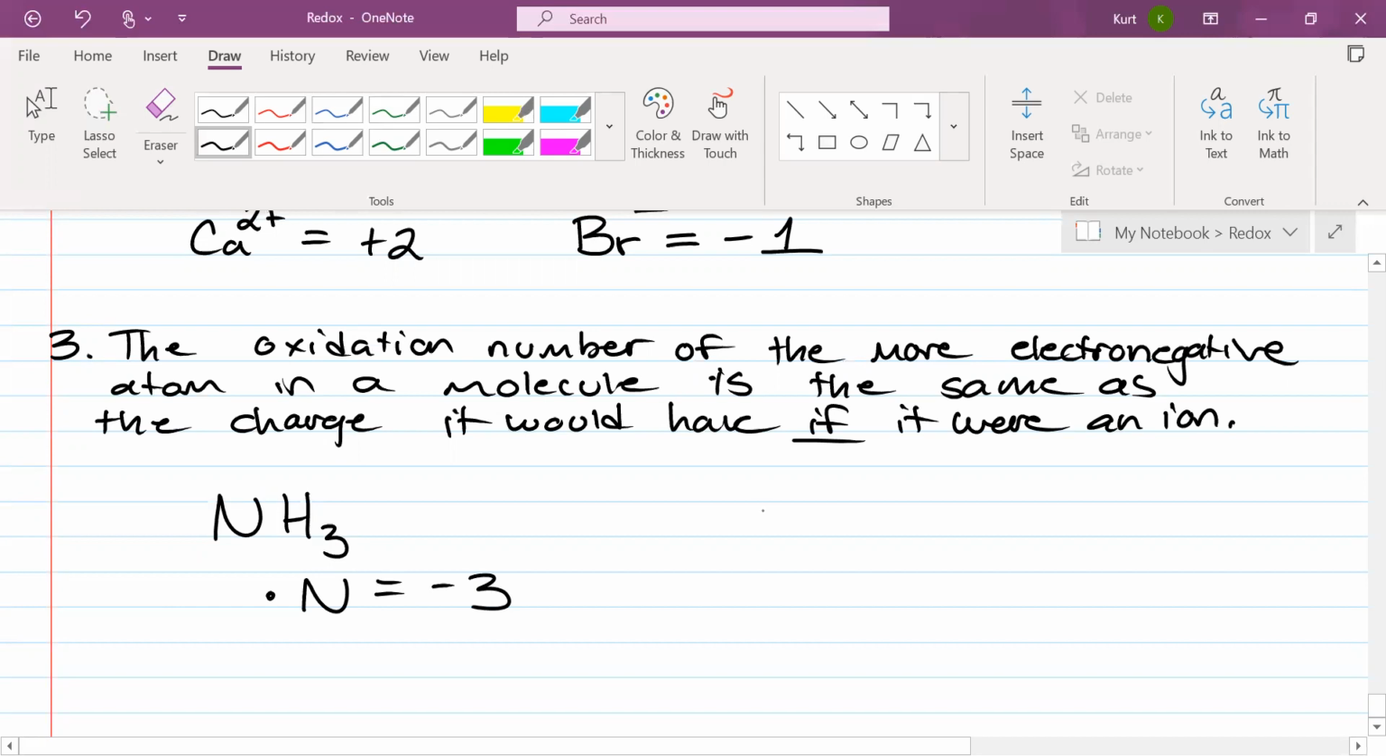If I have nitrogen monoxide, what element is more electronegative, nitrogen or oxygen? Oxygen is more electronegative, and because it is more electronegative, what will its oxidation number be? -2, because that is what its charge would be on the periodic table.